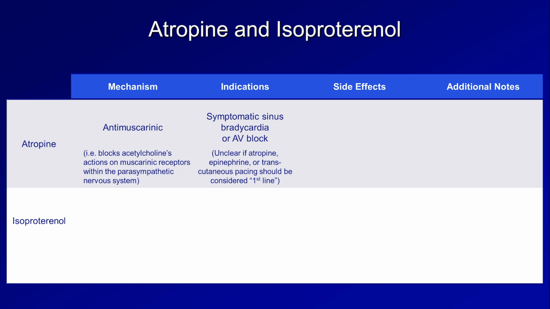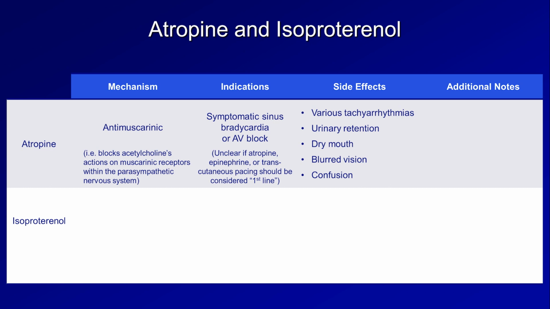Side effects of atropine are many. You may recall a mnemonic for the anticholinergic toxidrome: hot as a hare, red as a beet, dry as a bone, blind as a bat, and mad as a hatter. That largely describes the side effects of atropine, but the most clinically relevant acute side effects of atropine are various tachyarrhythmias and urinary retention. Other frequent effects include dry mouth, blurred vision, and confusion.